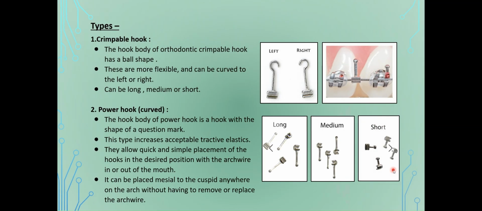Here are the types. Crimpable hook: the hook body of the orthodontic crimpable hook has a ball shape. These are more flexible and can be curved to the right or left side. It can be long, medium, or short.